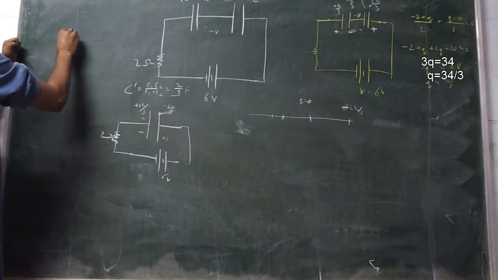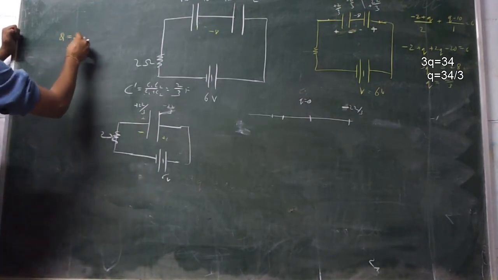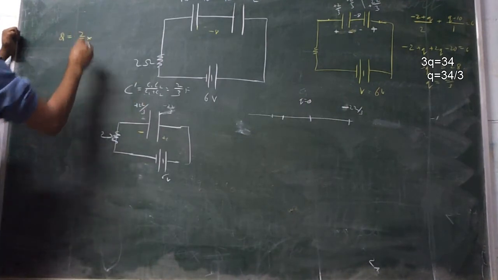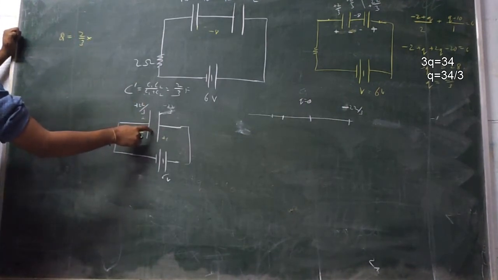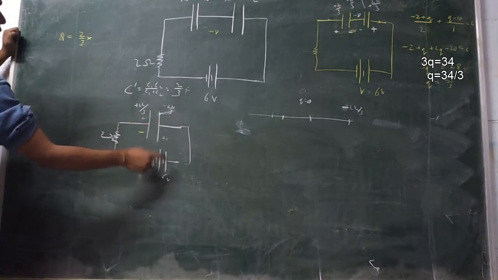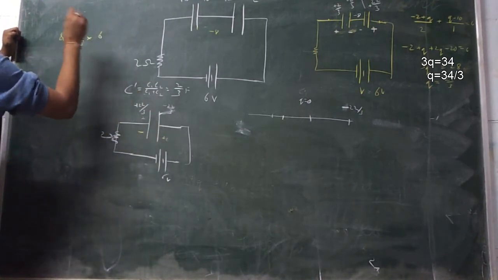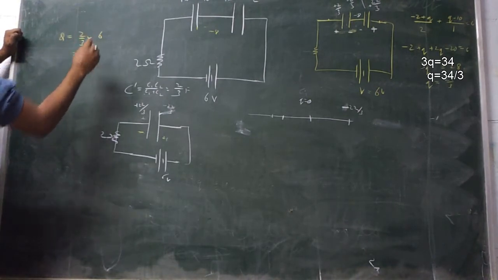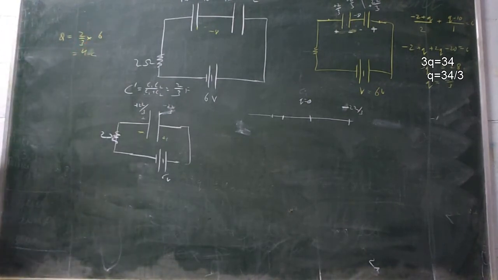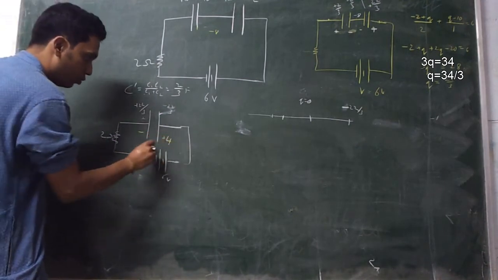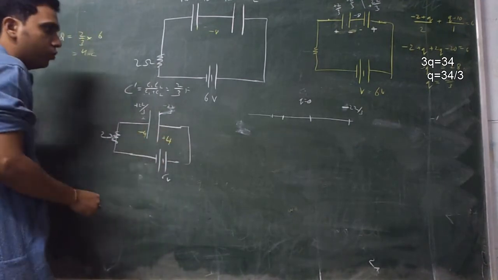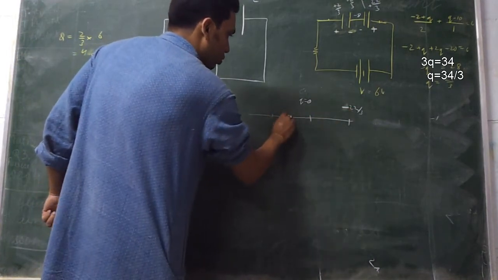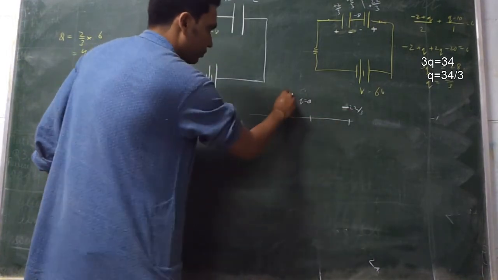So Q is equal to C into V. C for this is 2 by 3, and the voltage of this will be equal to the voltage of this battery, which is 6. So it will be 4 coulombs. So finally it wants plus 4 coulomb over here and minus 4 coulomb over here. So from minus 22 by 3 it wants to go to plus 4.